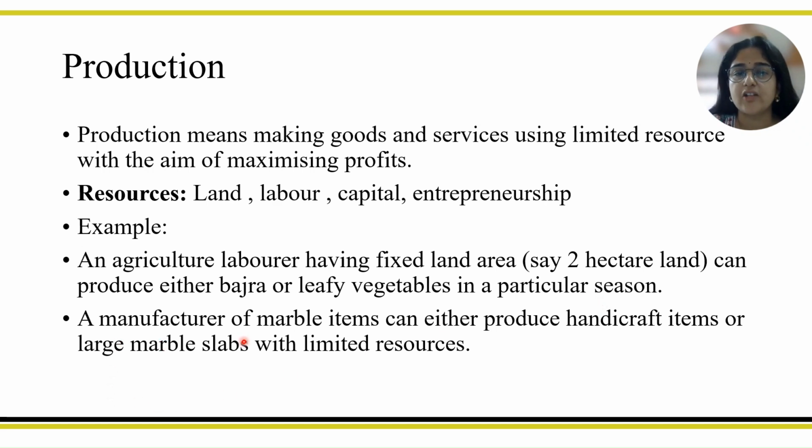Similarly, a manufacturer of marble items can either produce handicraft items or large marble slabs with limited resources. So here, a manufacturer of marble items has a firm, right? So it has a firm set up on a piece of land, and it has labor and capital to produce that output. So it can either produce handicraft items or large slabs with those limited resources. So I hope this is clear.